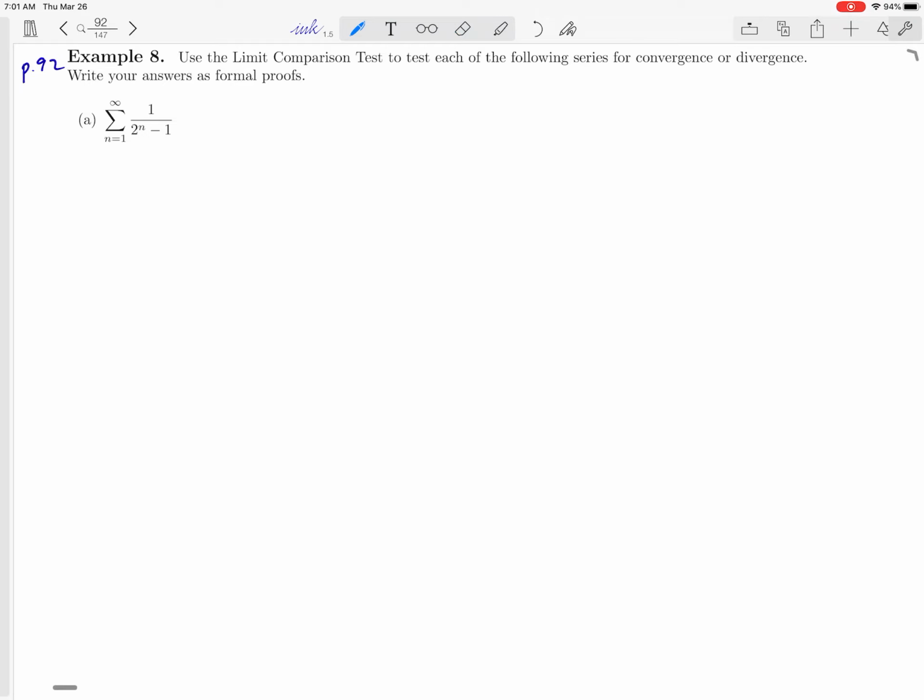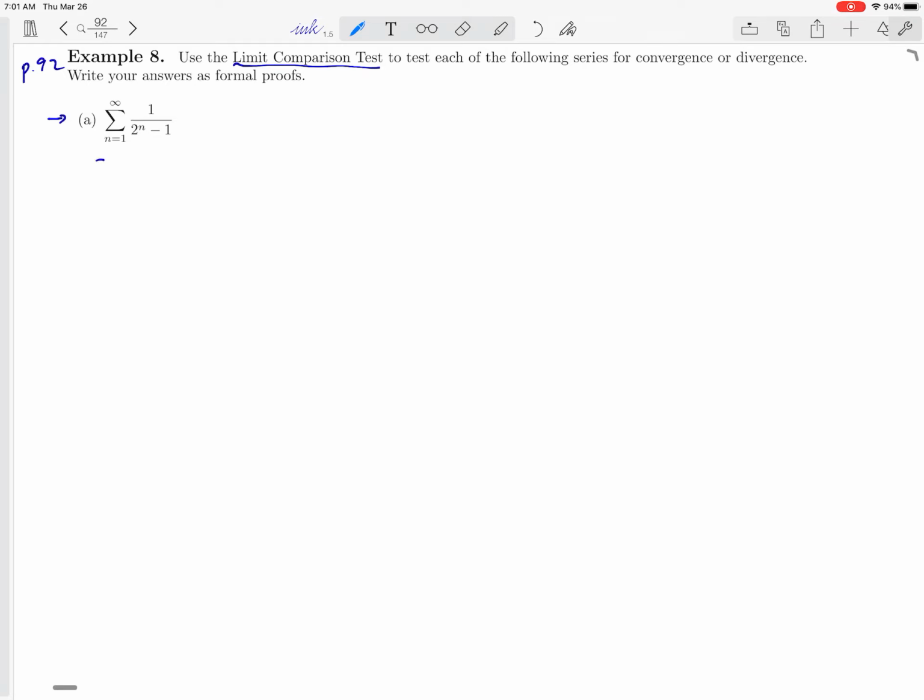This is example 8 on page 92 of the workbook that we're looking at. And this is going to be our first example of using the limit comparison test to determine whether a series converges or diverges. Okay, so if you look at part A here, you might recognize this series as being the same series that we looked at back in example 7.